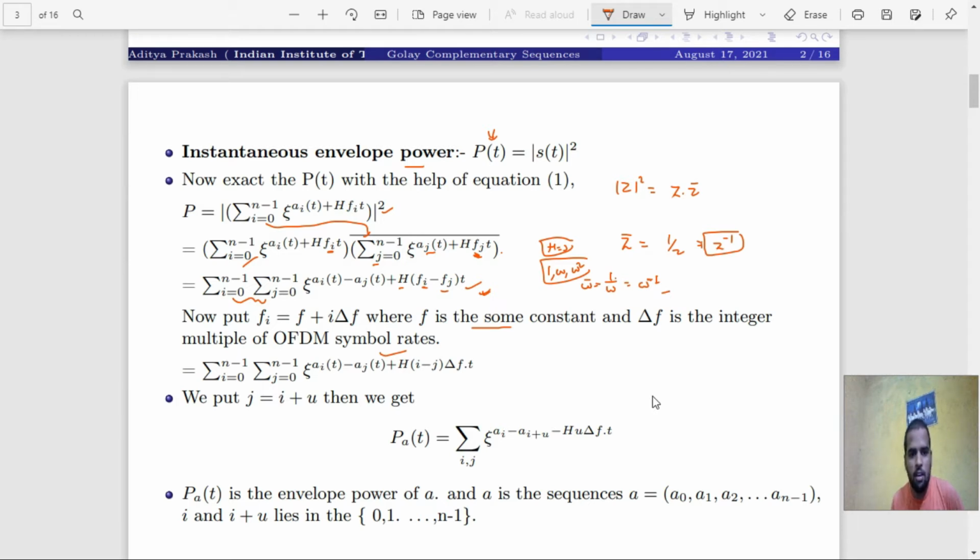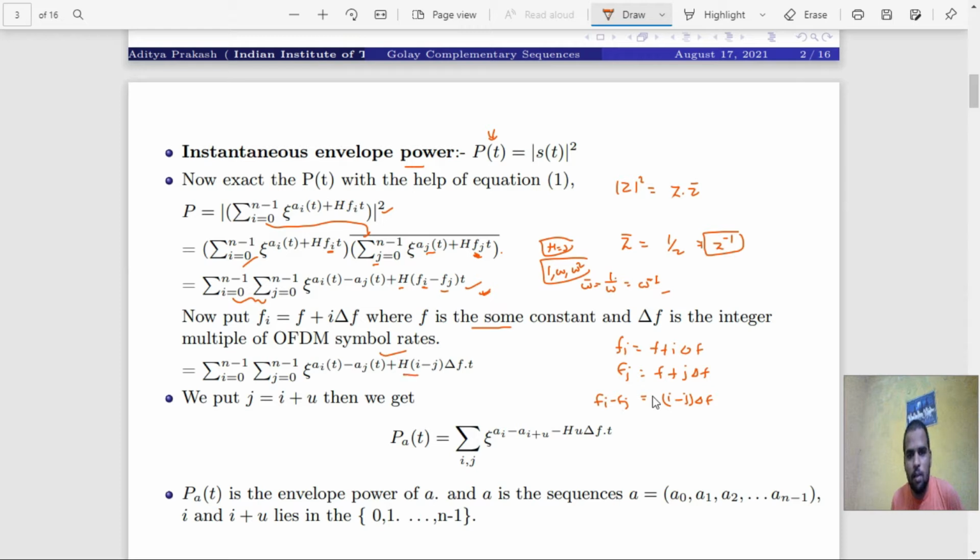Just put this in the equation and then we get j to the power a_i(t) minus a_j(t) plus h f_i. That means f_i is nothing but f plus i delta f, and f_j is nothing but f plus j delta f. Simply subtract these two parts, and what you get is (i minus j) into delta f.